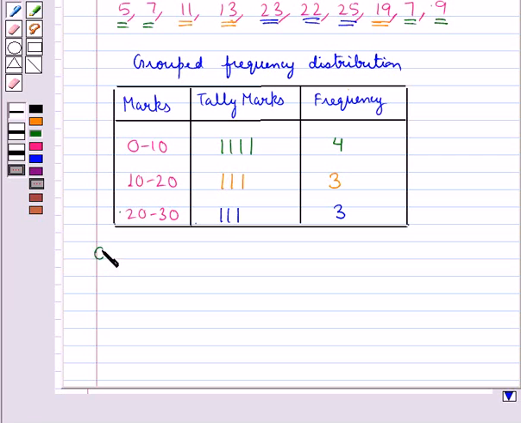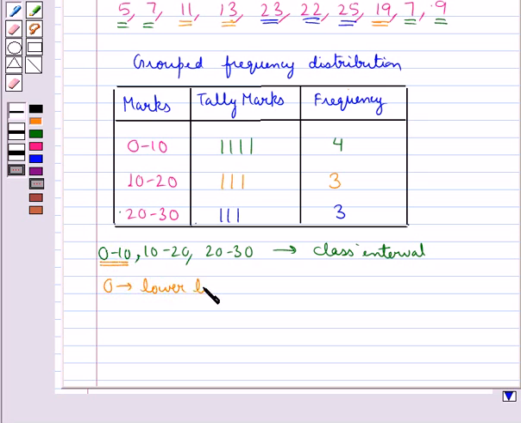Now each of these groups, that is 0 to 10, 10 to 20, 20 to 30, are called class interval, or you can simply say class. Each class interval has an upper limit and a lower limit. Like for the class interval 0 to 10, the 0 would be the lower limit and 10 is the upper limit. In the same way, we can find the lower and upper limits for the other class intervals.